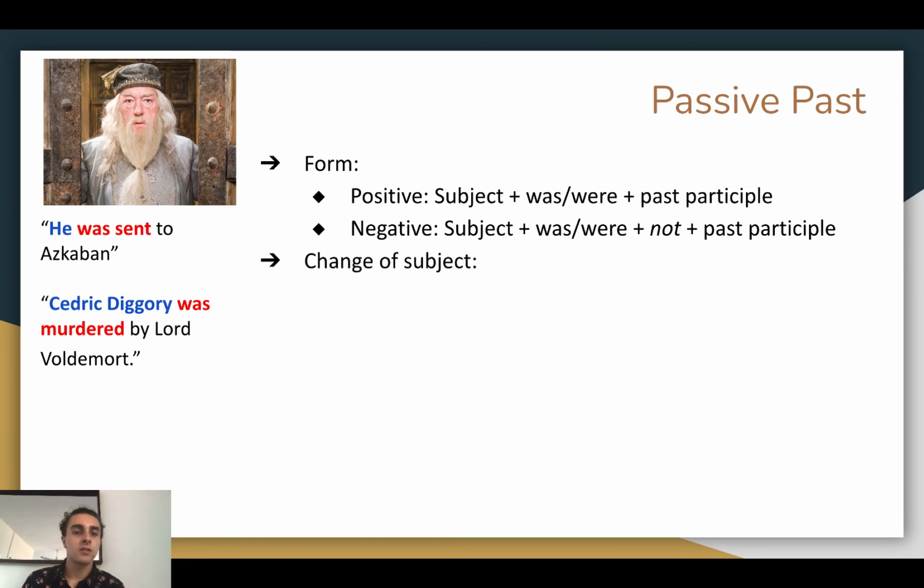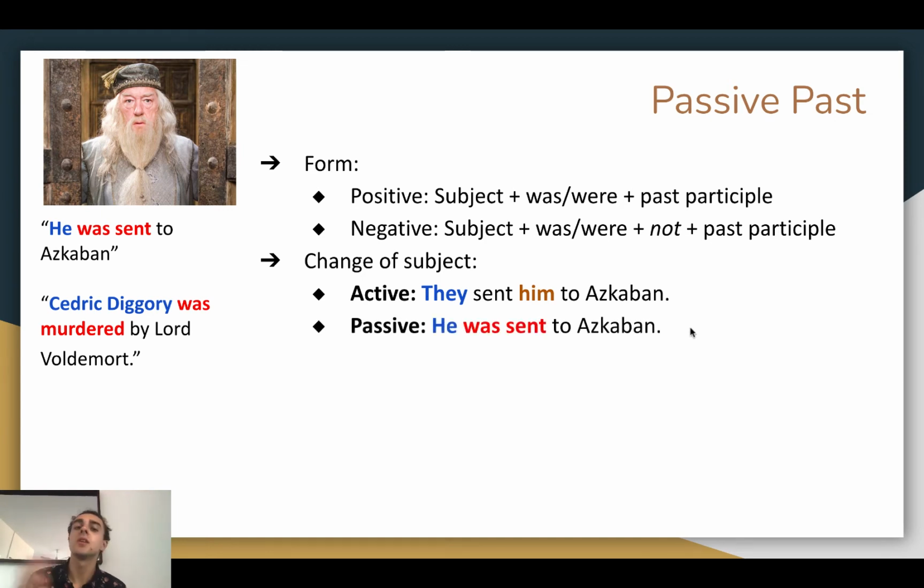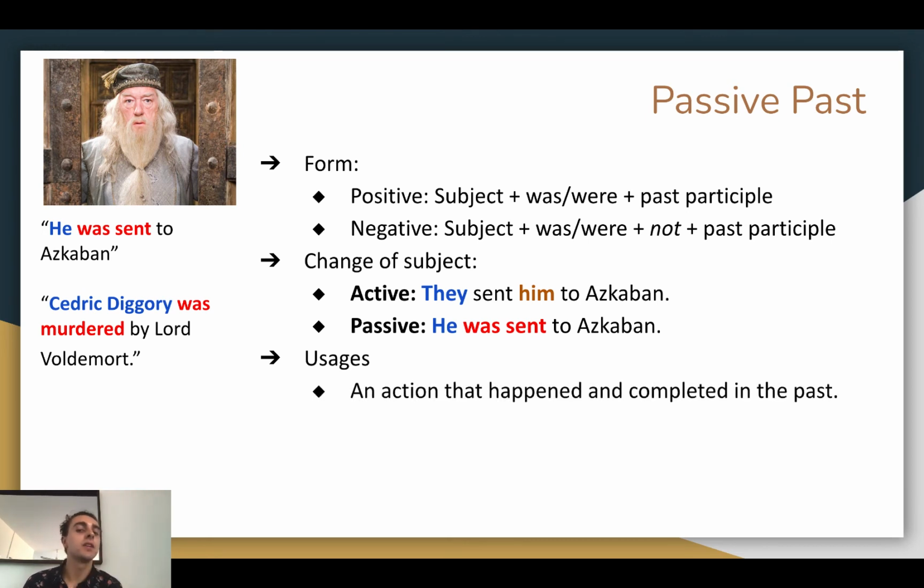So let's look at the change of subject. So in the active form, it would be, let's take the first sentence, they sent him to Azkaban, right? They is the subject, they sent him to Azkaban. In the passive form, we know that this, the complement or object, is going to become the subject in the passive sentence, right? So he was sent to Azkaban, right? We see was, and then the past participle is sent, right? So the usages, we use the passive past. It's the same rule as when we use the past simple, right? It's for an action that happened and completed in the past.